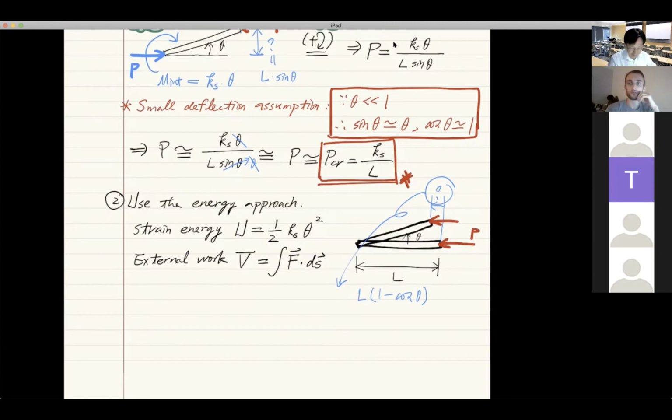Right? Okay. Therefore, what is the total work? Total work in this case is just force times the corresponding traveling distance. Therefore, capital V is just P times L times 1 minus cosine theta. That's total work. I'm sorry, that's external work.